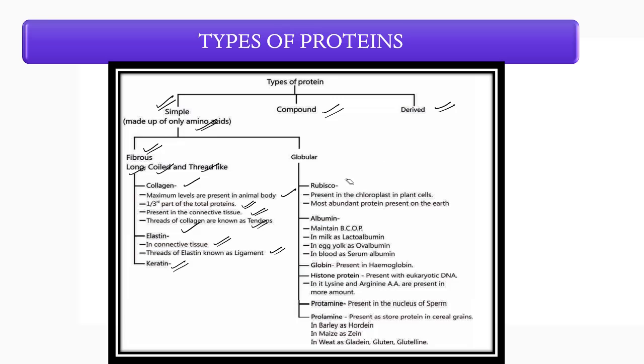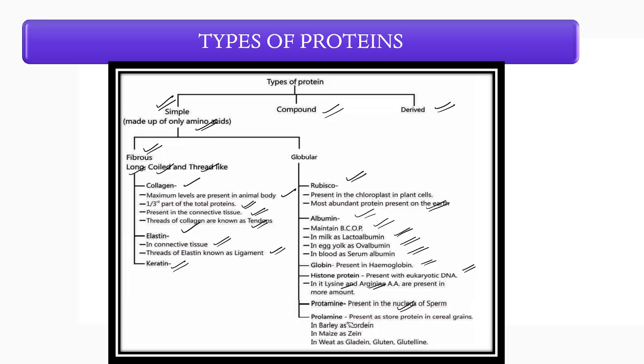Globular proteins help in transportation, like rubisco, present in the chloroplast in plant cells, the most abundant protein on the earth. Albumin maintains the blood colloidal osmotic pressure: in milk as lactoalbumin, in egg as ovalbumin, in blood as serum albumin. Globin, present in hemoglobin, helps in transportation. Histone proteins are present with eukaryotic DNA; lysine and arginine amino acids are present in more amount in histone proteins. Protamine is present in the nucleus of sperm.